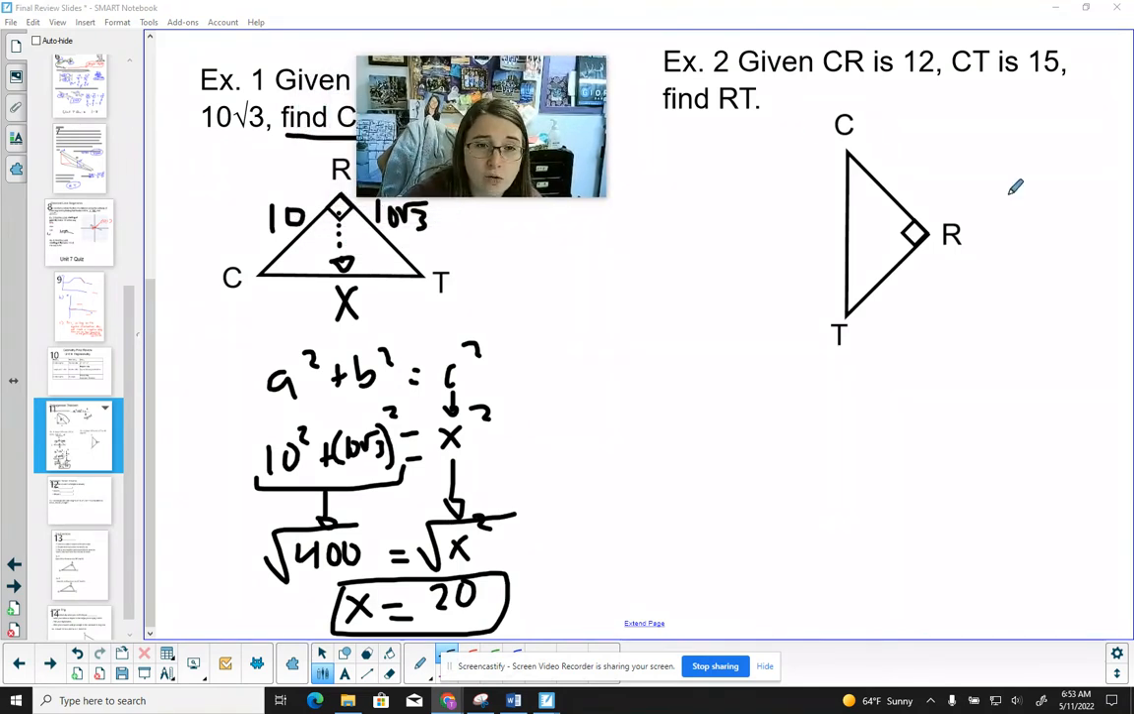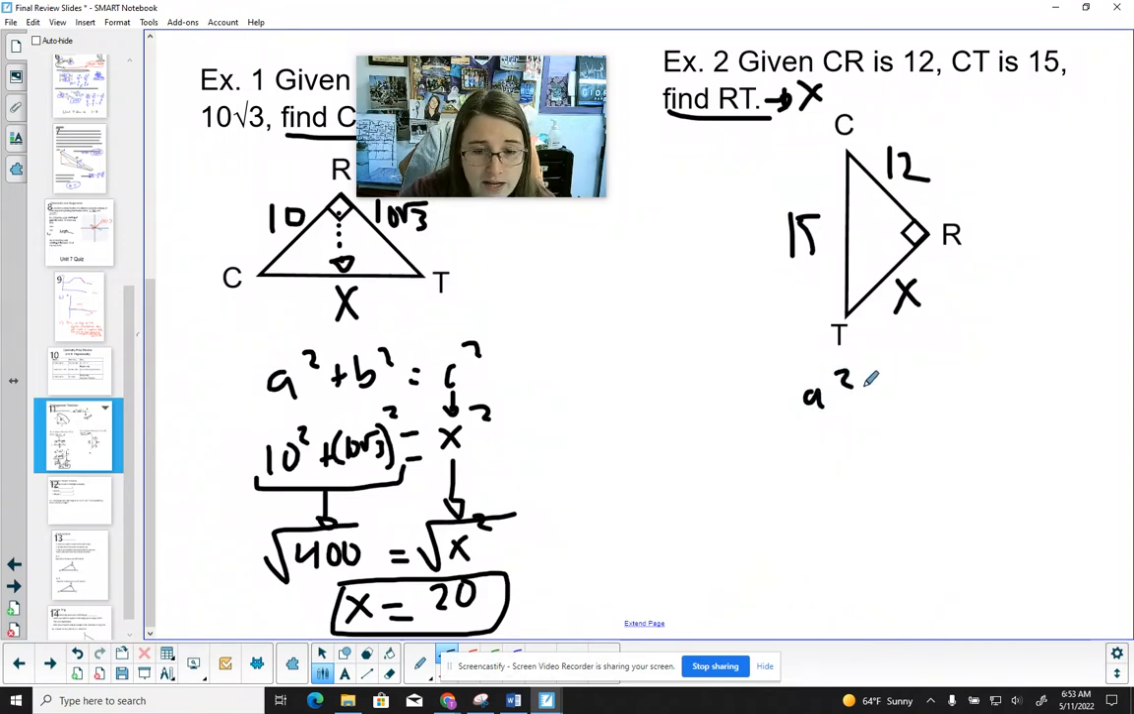Go ahead and look at number 2. I want you to try number 2 all the way through. Being careful, it's going to be just a little bit different. So see if you remember how to do it. Okay, CR is 12. CT is 15. Find RT, that means RT is X.